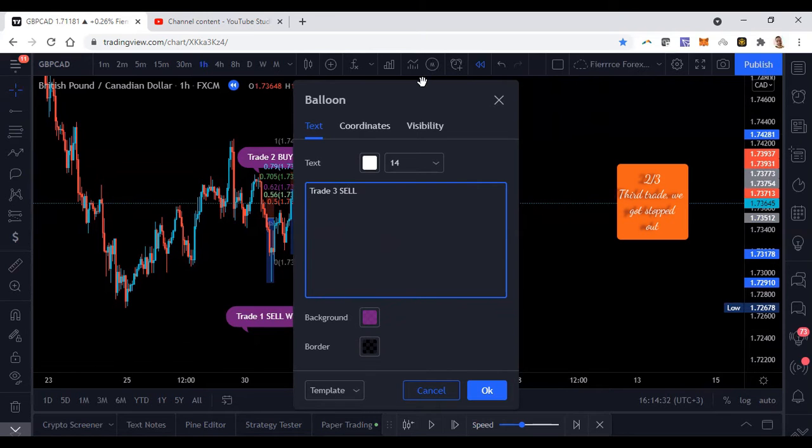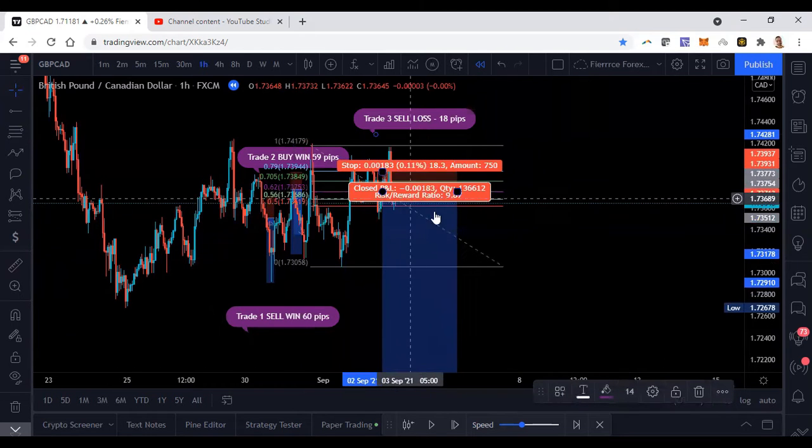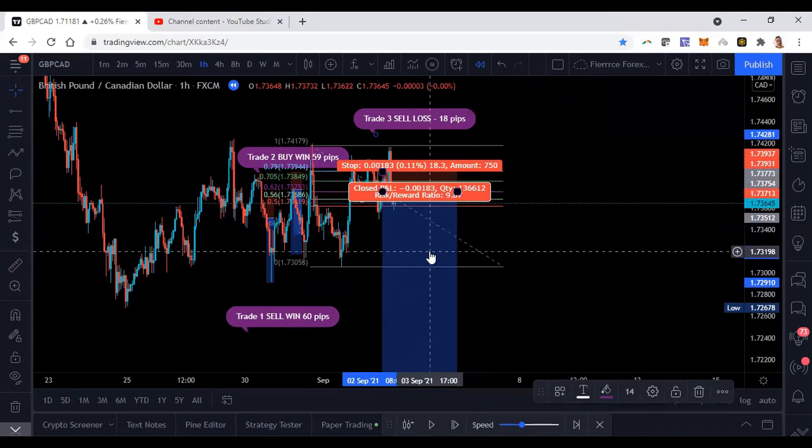Just hold on, guys. So stopped out, so that's a loss. Okay, let me just write loss. Okay, easier. Loss minus 18 pips. So now that's trade number 3, right? I want to take, so I'm assuming this is now the 4th trade.